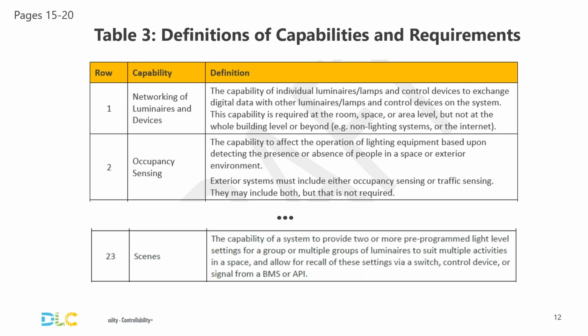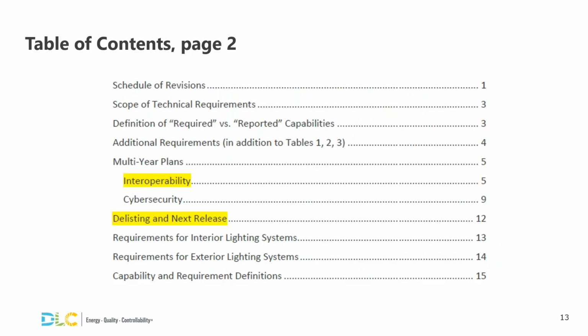Table 3 on pages 15 through 20 shows the DLC definition for each of the 23 capabilities that we just saw in Tables 1 and 2. Here is the table of contents. The main tables we just saw are at the bottom, pages 13 through 20.